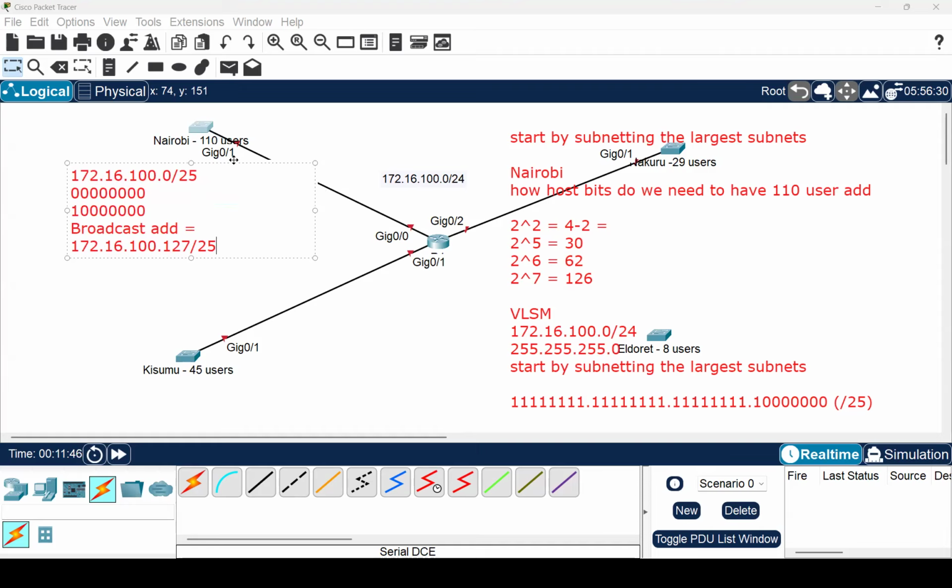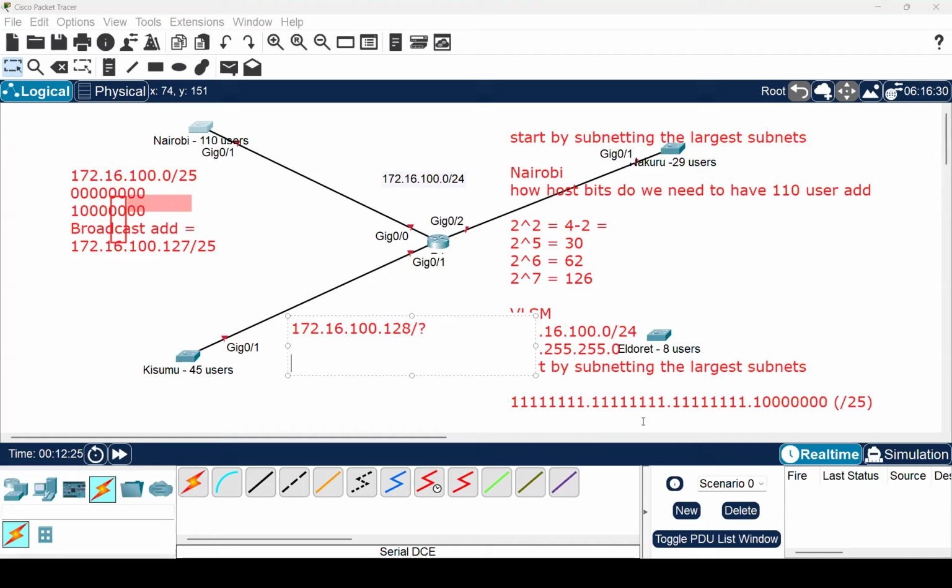We go to the next largest, which is Kisumu, and we ask, what is the network address for Kisumu? To get the network address for Kisumu, you take the broadcast address of the previous network, in this case Nairobi, and add 1 to it. So it is now 172.16.100.127 plus 1 is 128, and then /? So what slash will ensure that we have a minimum of 45 users?